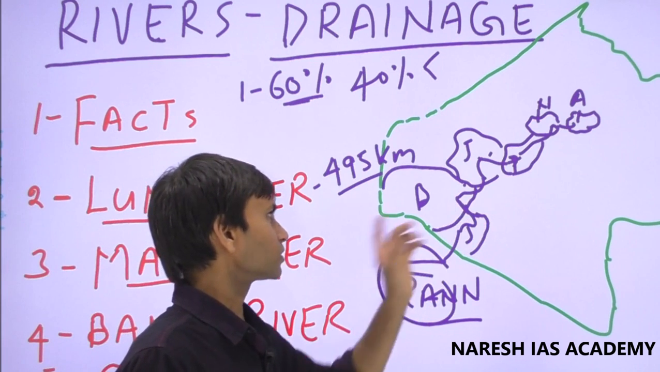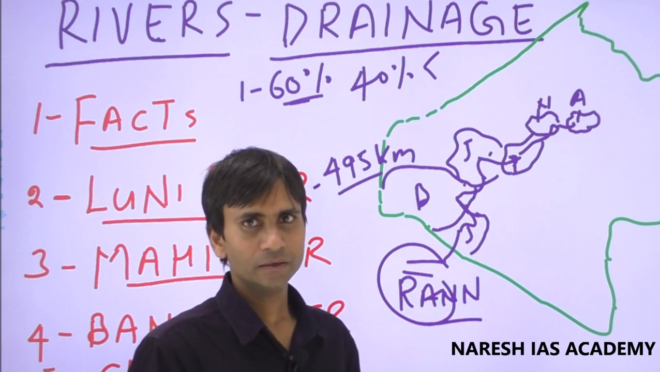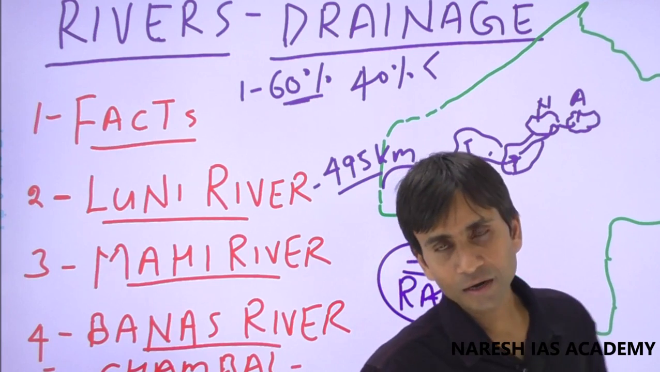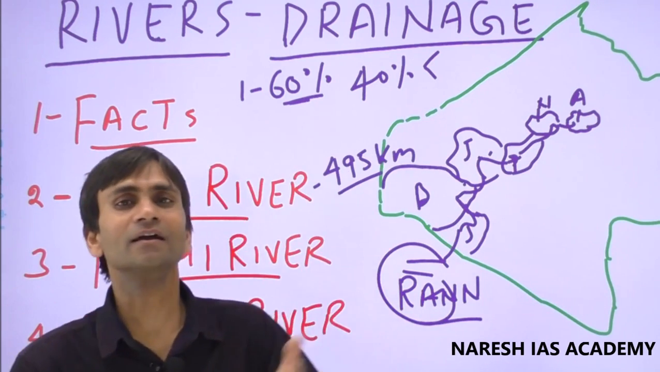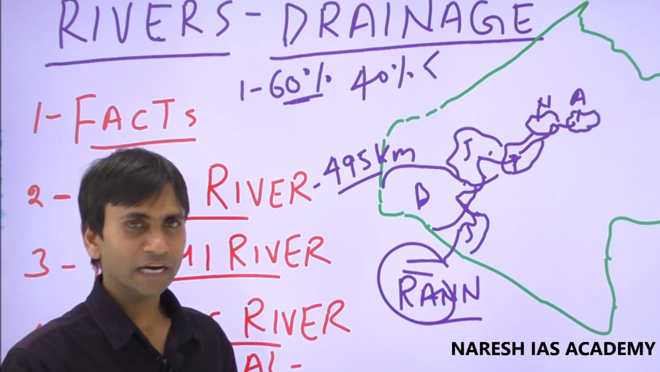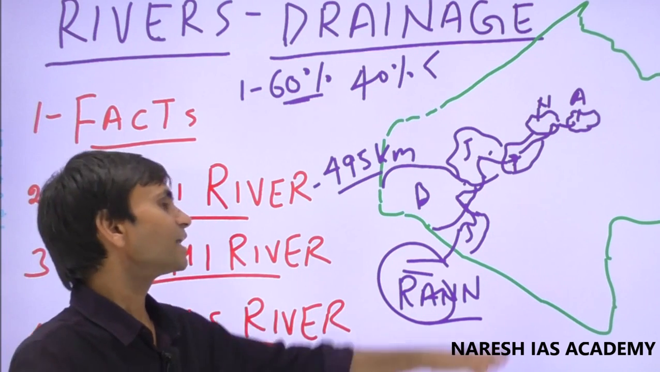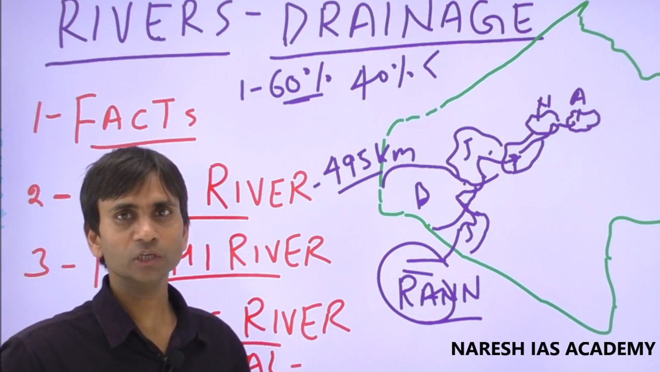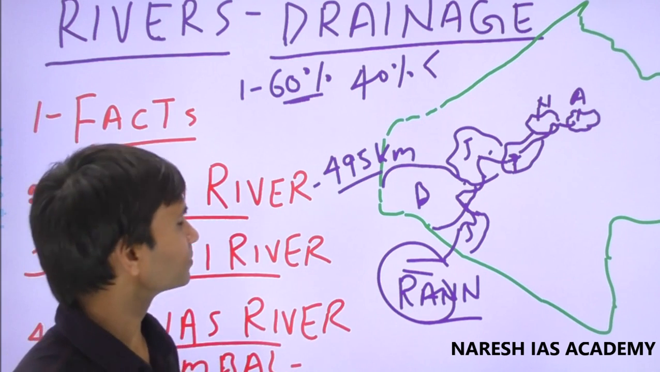After Balotra in Barmer, or the border of Jodhpur, the water of the river immediately converts into saline water. The reason is that most of the areas from where the Luni river flows are saline. Due to the high concentration of salt, its water becomes saline.